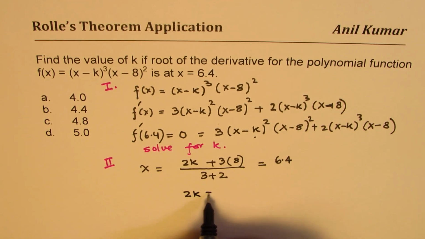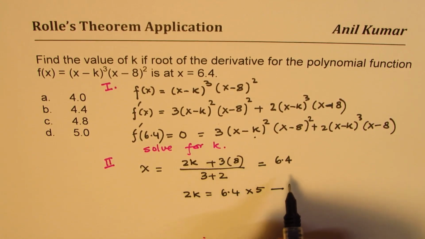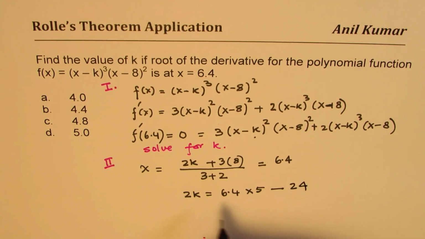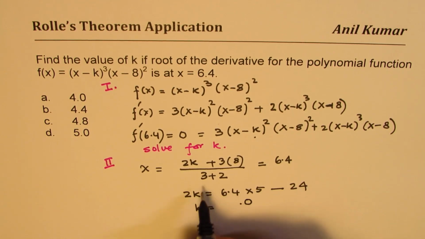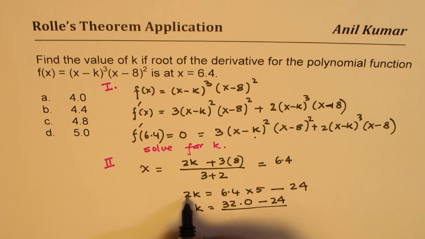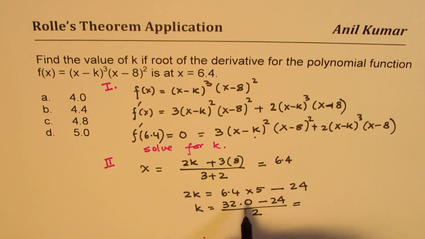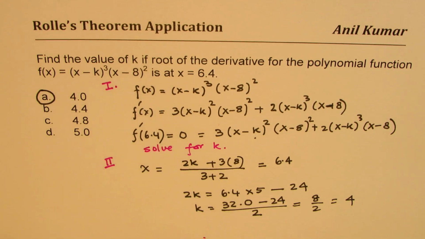So we say 2k is equal to 6.4 times 5 minus 24, correct? So we get the value of k as, you can now multiply this and divide by 2. So 6.4 times 5 is 32, minus 24, divided by this number 2, right? So now 32 minus 24 is 8, and 8 divided by 2 is 4. So you do all this calculation to get your answer as 4. So this is a much simpler method. Concept is Rolle's theorem. Perfect.